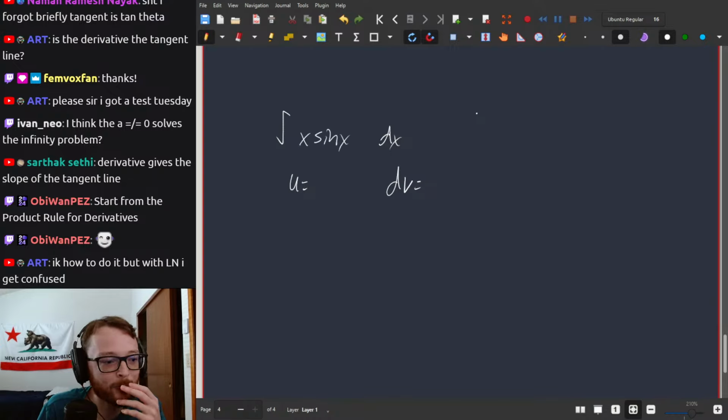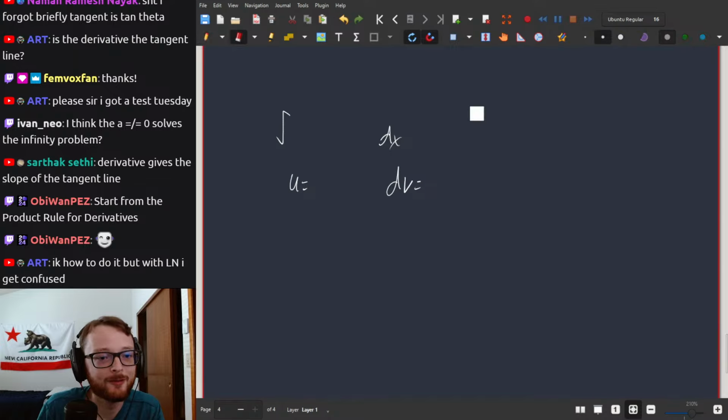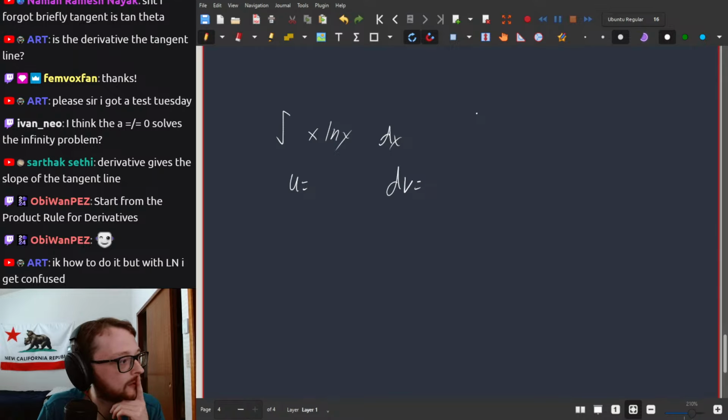I know it's the right way to do it. It didn't help me when I learned it for the first time. That's why I'm not saying it. You know how to do it with ln, you get confused. Would it help you to see it for x ln x then? Yeah, that is a good example.